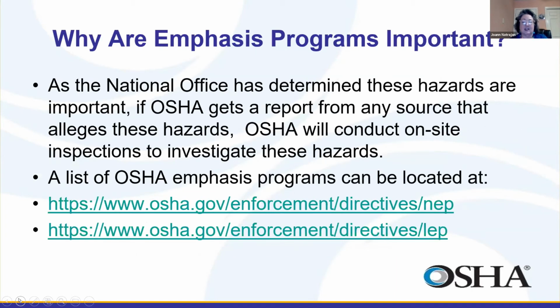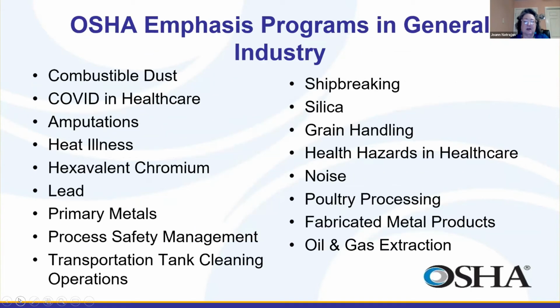These are on the OSHA website. You can read as many of them as you want. Essentially, OSHA makes everything available on our website for you to go look at and read. And then we also list in the emphasis programs what the targeted industries are. So for oil and gas, it's described by their North American Industry Classification code, which industries we're targeting there. So these are all of the emphasis programs for general industry.